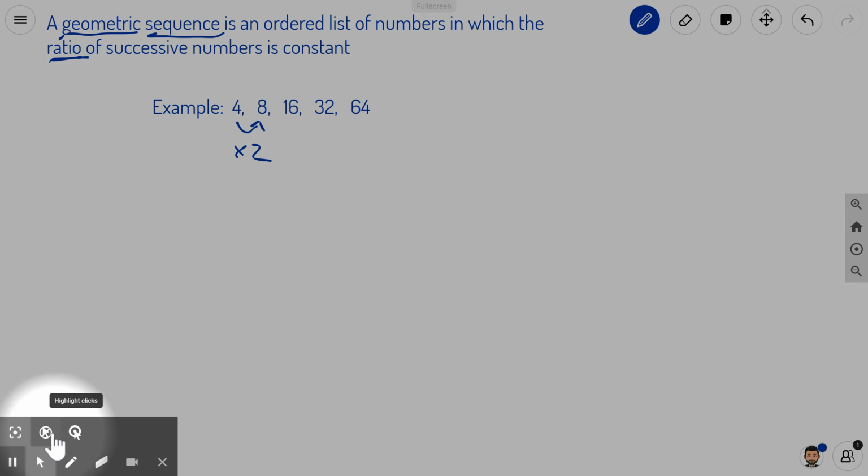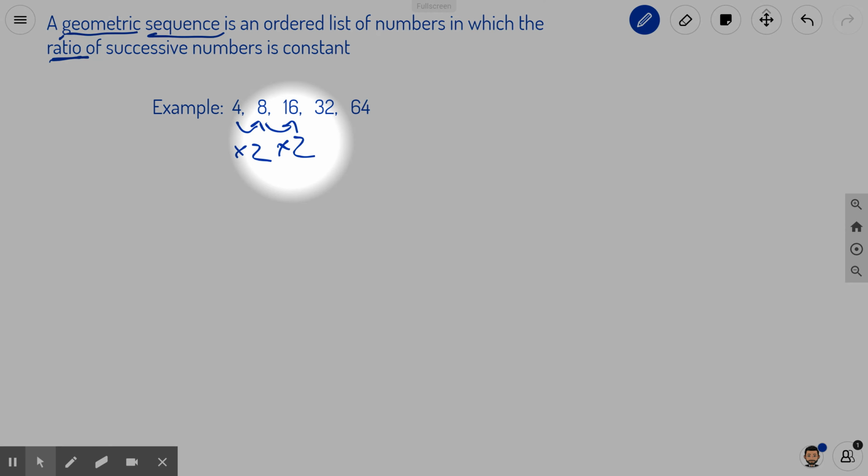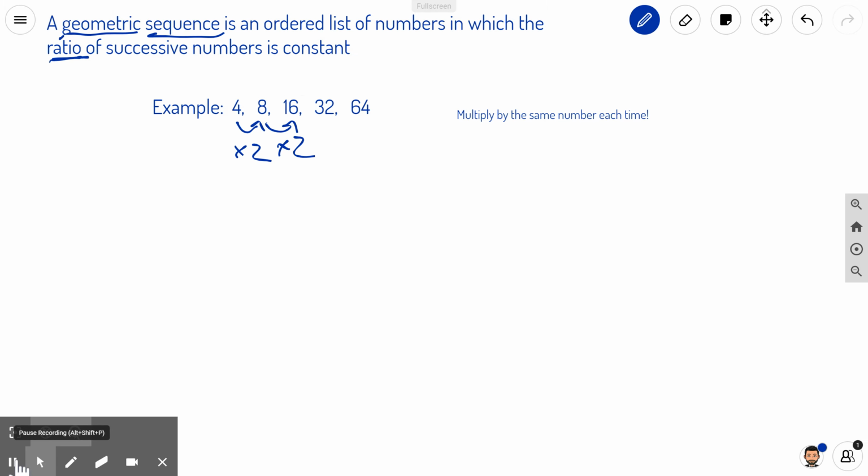And if you want to go from 8 to 16, you're also doing times 2, and it continues just like that as long as you're putting them together. Another way to say this is that we're actually multiplying by the same number each time. So we're repeatedly multiplying by the same number.